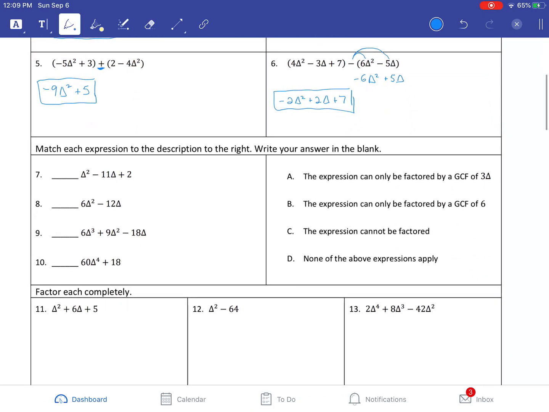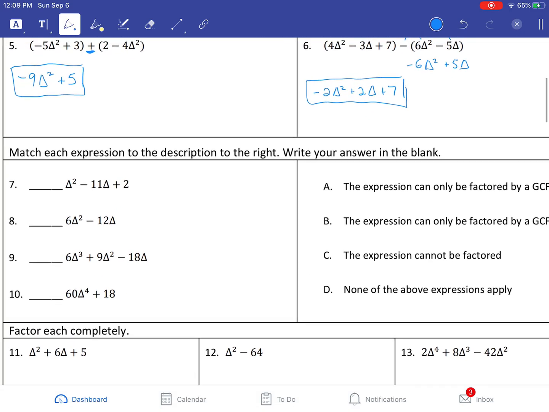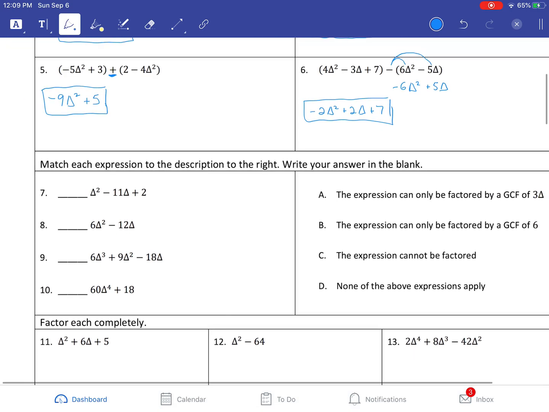Moving on. So we have an expression here that we want to figure out what is happening to it or what can you do to it. Okay. So it looks like, if you just look at the answers from A through D, it can only be factored by GCF of 3 triangle, only be factored by GCF of 6, cannot be factored, or none of the things apply.